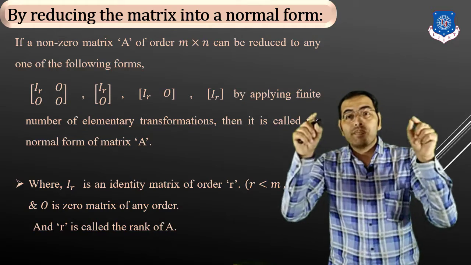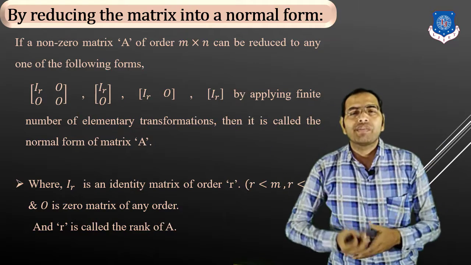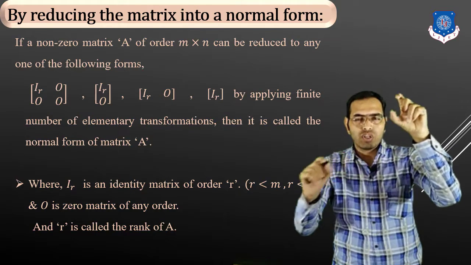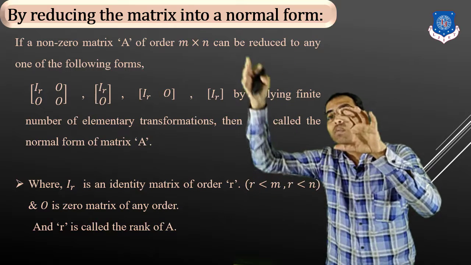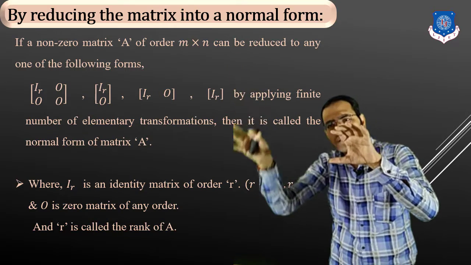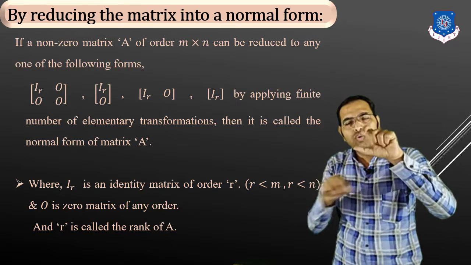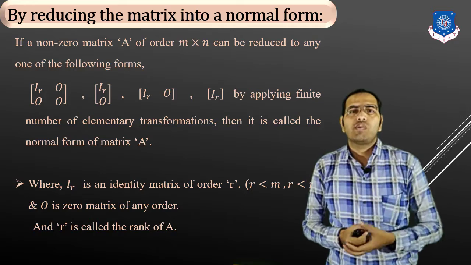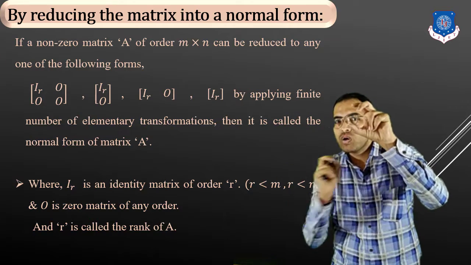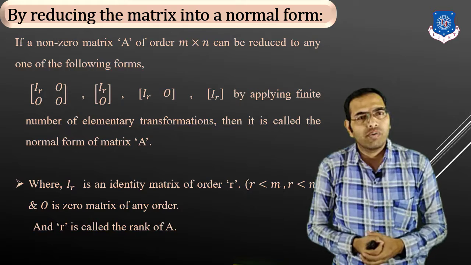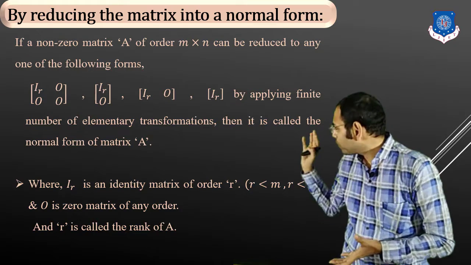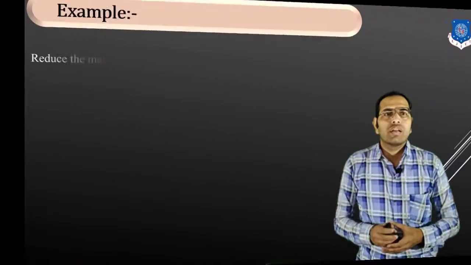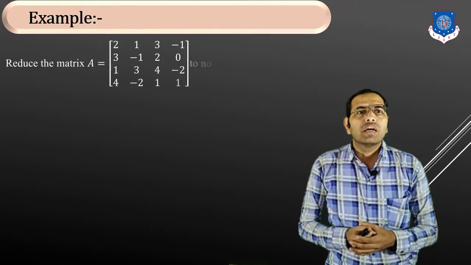Here our answer is in the form of an identity matrix, meaning suppose 1 0 0, 0 1 0, 0 0 0, and the last one column, two columns, or any number of columns are 0. On the bottom side one row, two rows, or any number of rows are 0. That means our matrix is of the form I3 0 0 0. That is the first form of the normal form, or any such form of that particular matrix is called a normal form. Let's see one example.